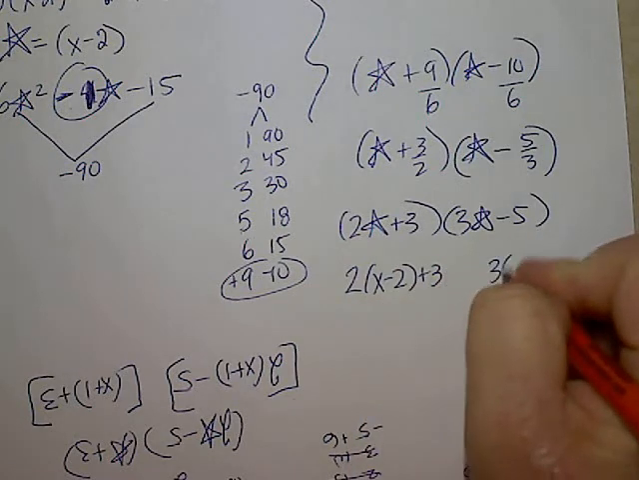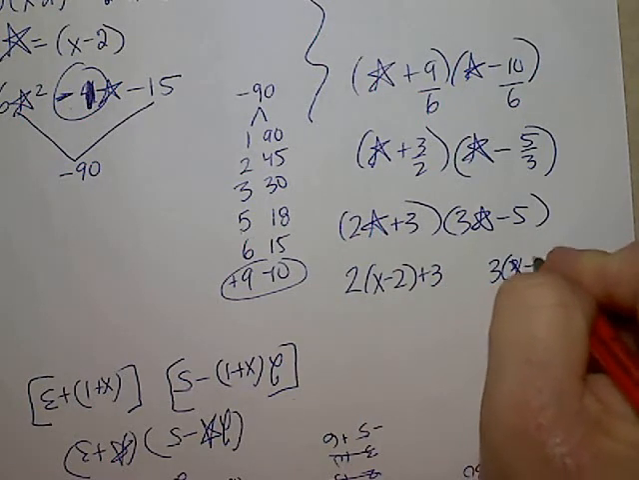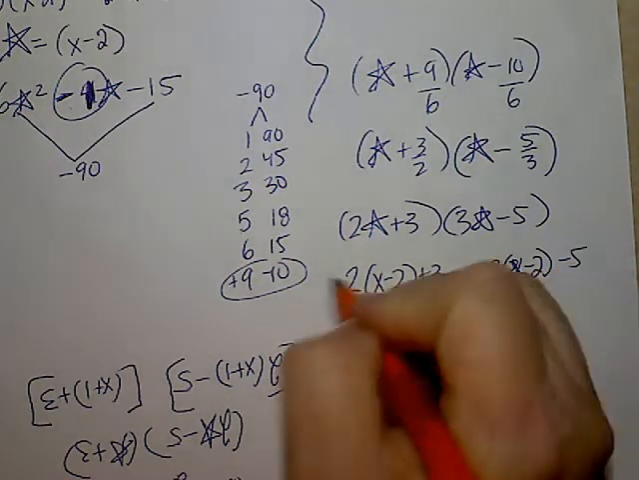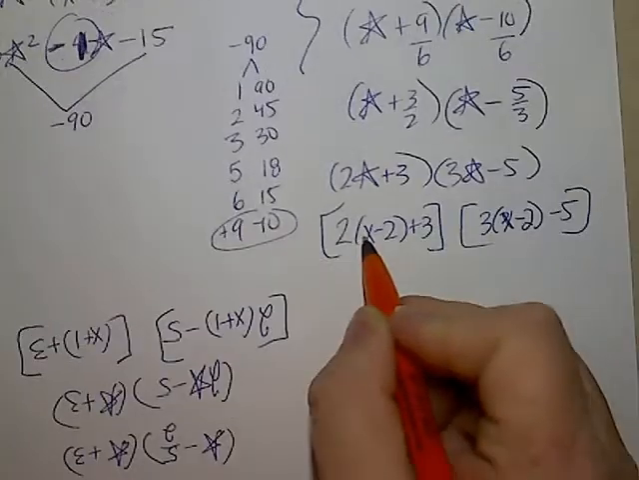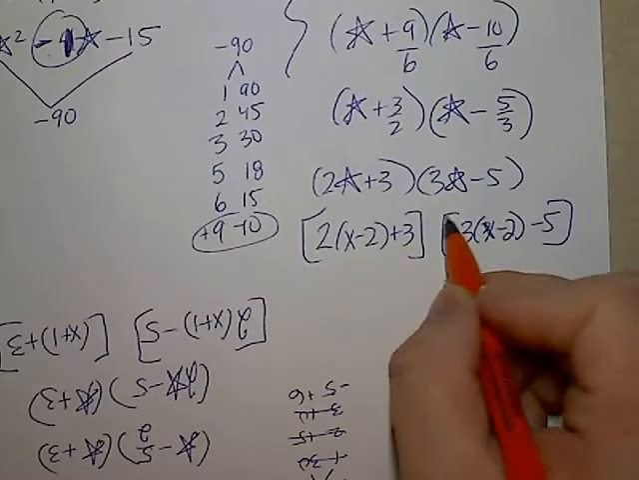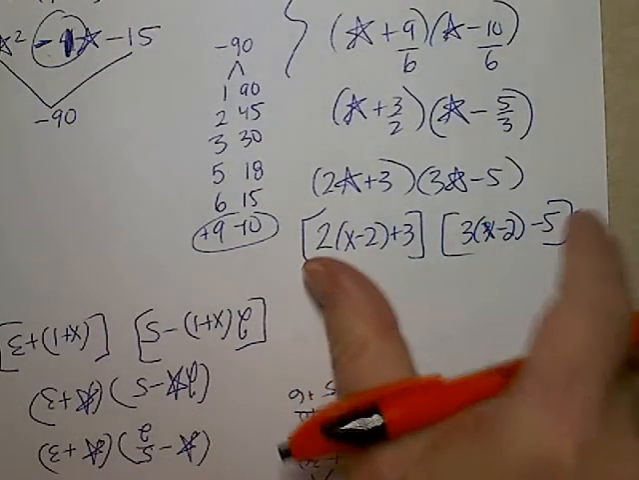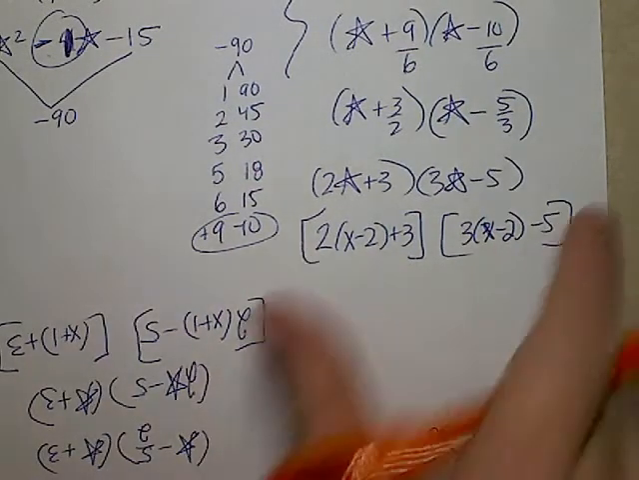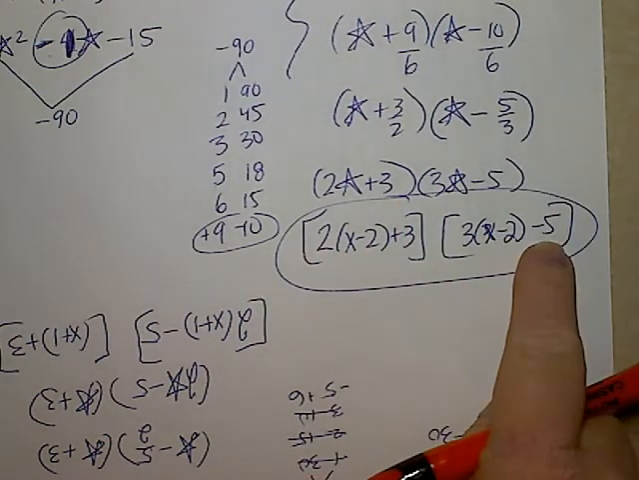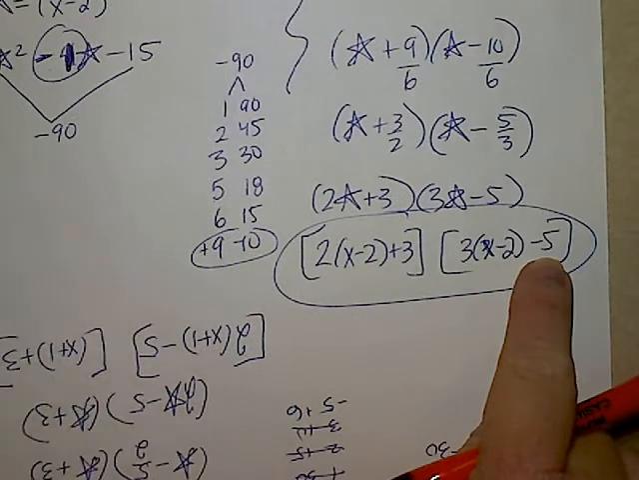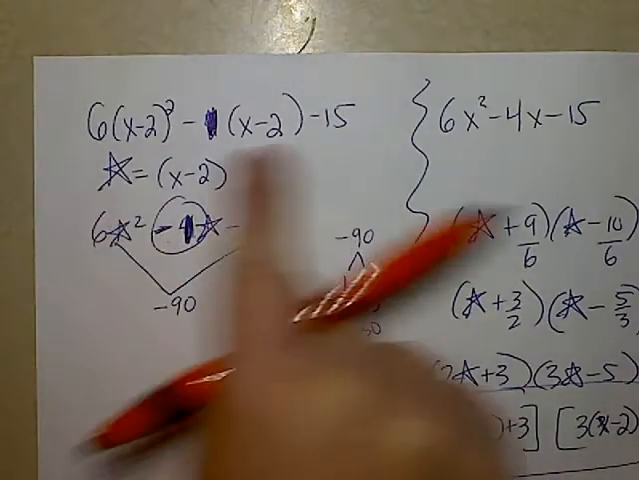A common question I get is, should I go and distribute? Should I go and distribute the 2 and the 3? So can I go like 2x minus 4 plus 3 and 3x? You don't have to. I'm okay if you just leave it like this. So this would be the factored form of this original expression.